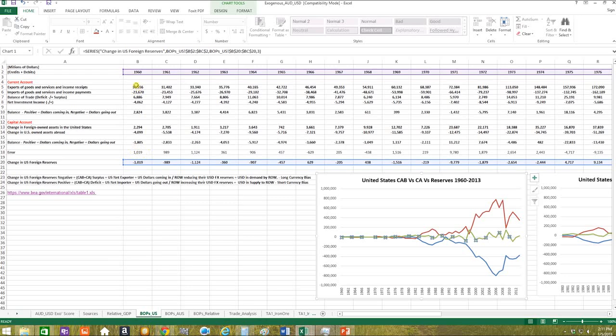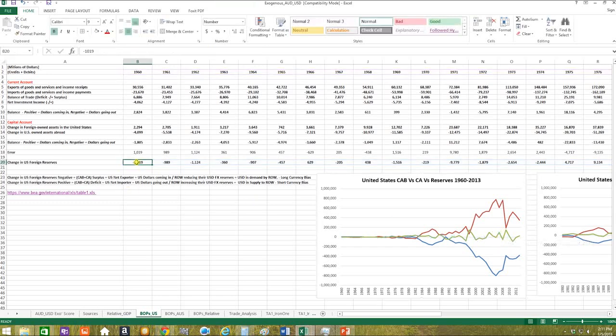So the current account balance and the capital account balance equal 0. So we want the whole balance of payments to equal 0. So the green line that you see is the balancing item and essentially the change in US foreign reserves. Now, if you go up to the current account balance first, you'll see that overall in 1960 we get a positive number.